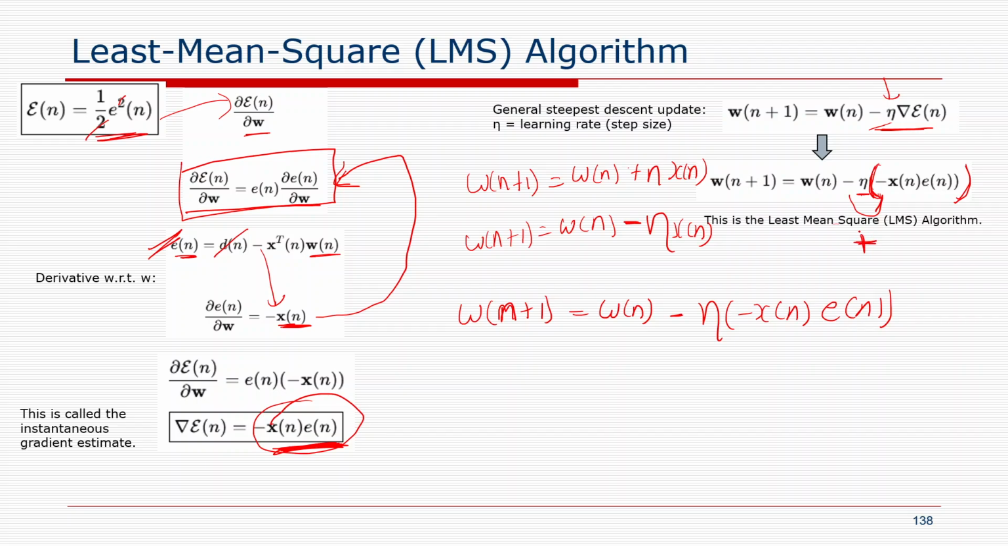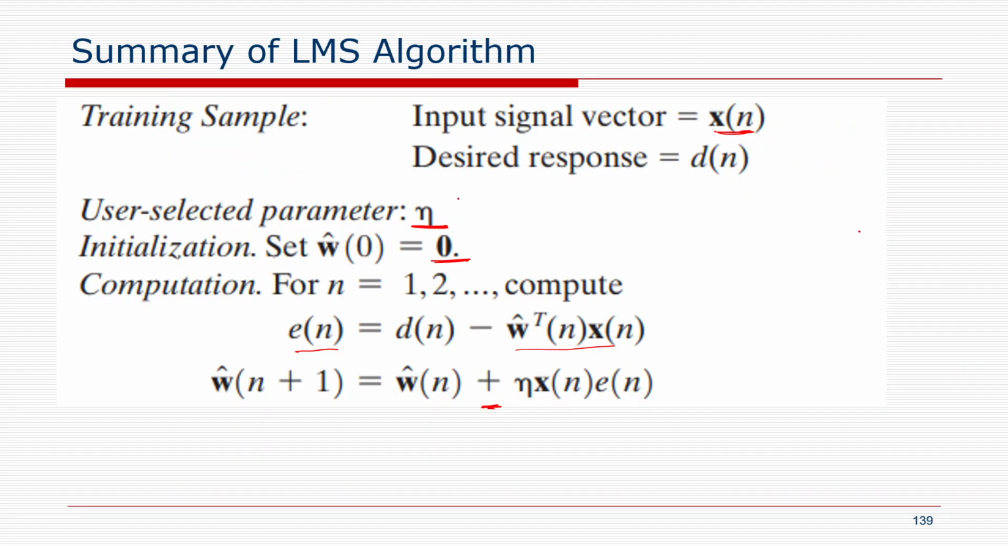Therefore, the final LMS algorithm now will be that the update of the weight is w of n plus 1 is equal to w of n plus learning rate multiplied with the input vector and then the error. What we are trying to understand here is that the update of the weight will depend on the learning rate, the input parameter, and how much error we have got in the current iteration.